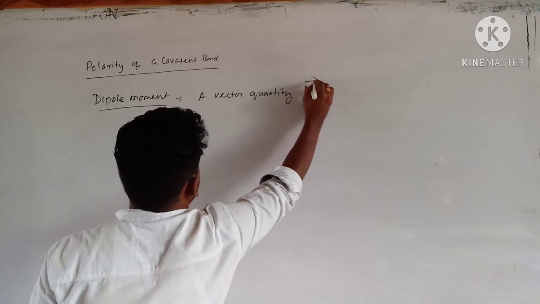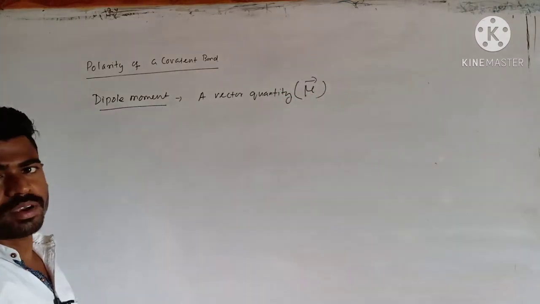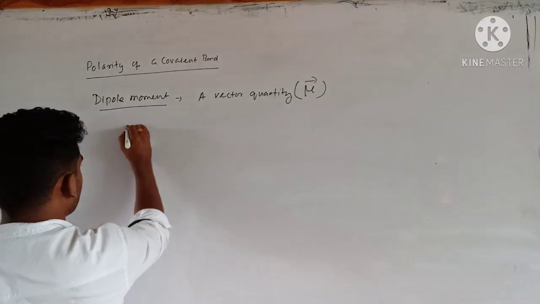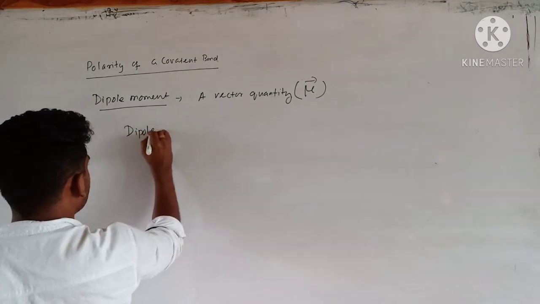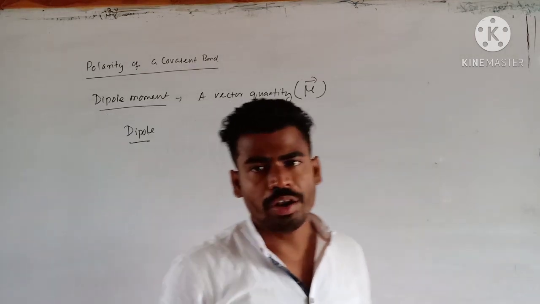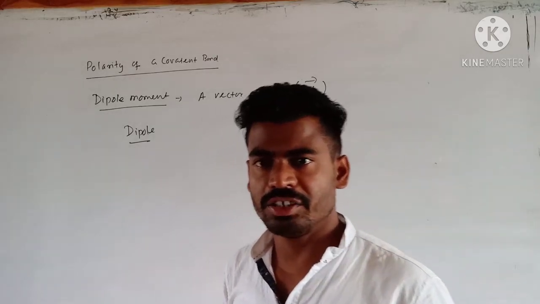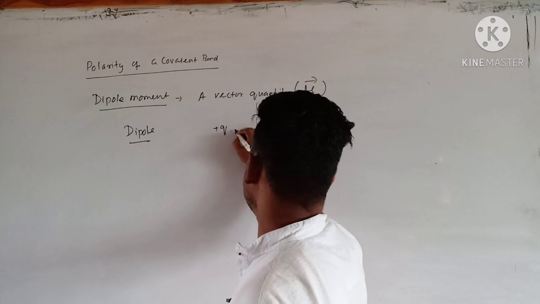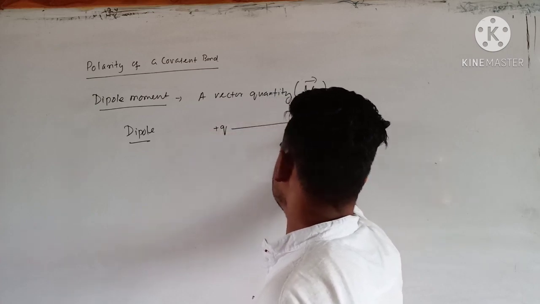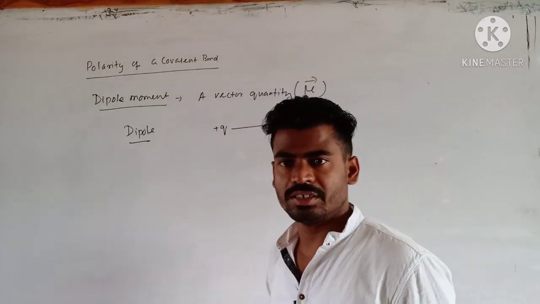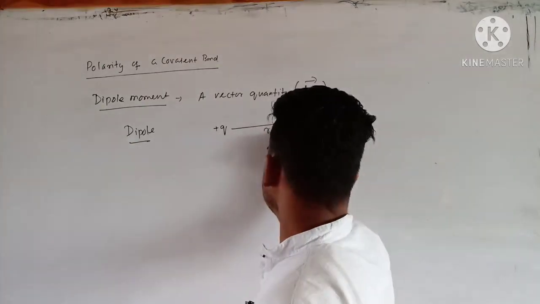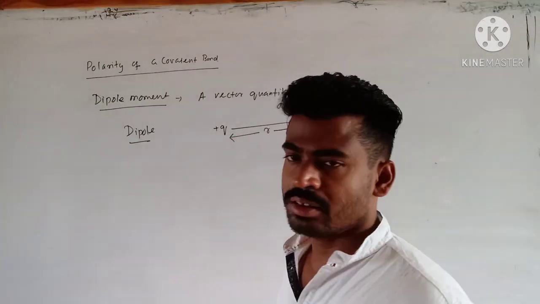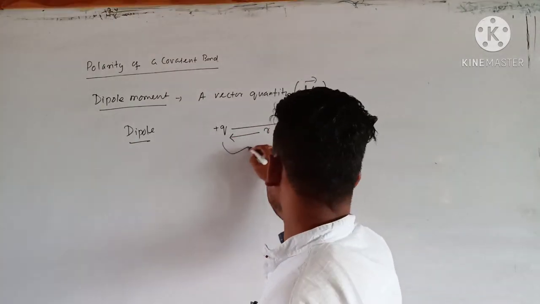This is represented like this. This one is dipole moment. So what is a dipole? Two charges equal in magnitude but opposite in sign. That means, suppose this one is plus q and this one is minus q, two equal and opposite charges separated through a distance r from each other, then this is called a dipole.